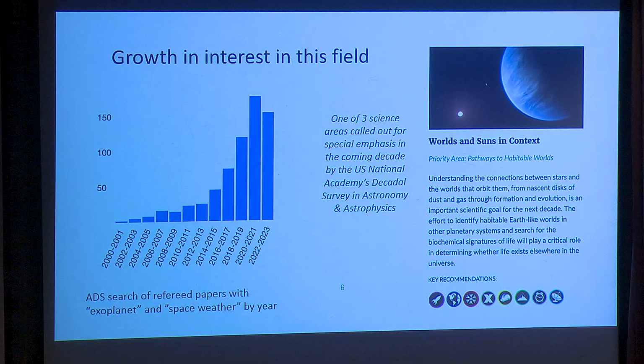And this is just a very quick summary demonstrating the growth of interest in this field. One of the 3 areas called out in the recent decadal survey for astronomy and astrophysics was worlds and suns in context. This idea of looking at space weather and the interplay between the star and the planets, and understanding what kind of impact the star is creating on the near stellar environment, is going to be an important component of understanding those worlds and those suns in context.